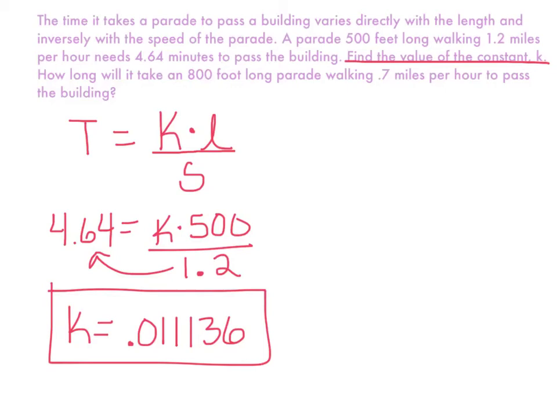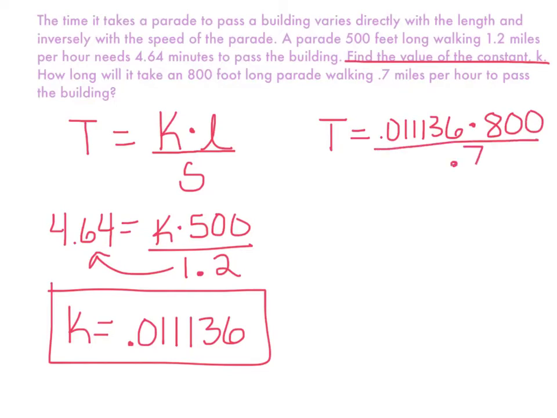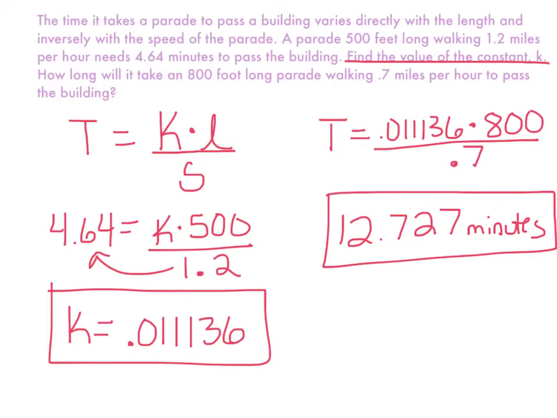Then it said how long will it take, so we want to know the time. And we go 0.011136 times the length, which would be an 800-foot parade, walking 0.7 miles per hour. So now you can push that into the calculator, and you will get a time of 12.727, and now you can round. 12.727 minutes. So 800 is longer than 500, but it's taking them more than twice as long because they're walking slower.